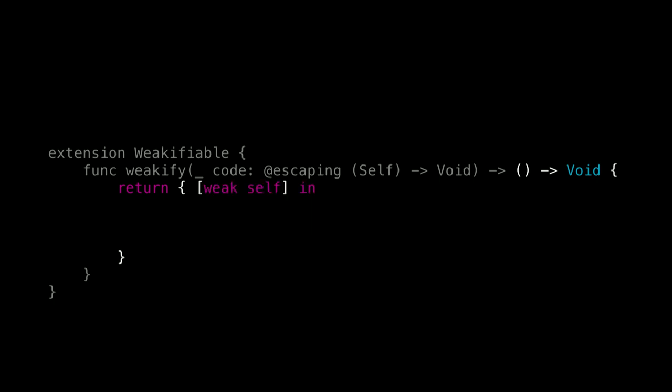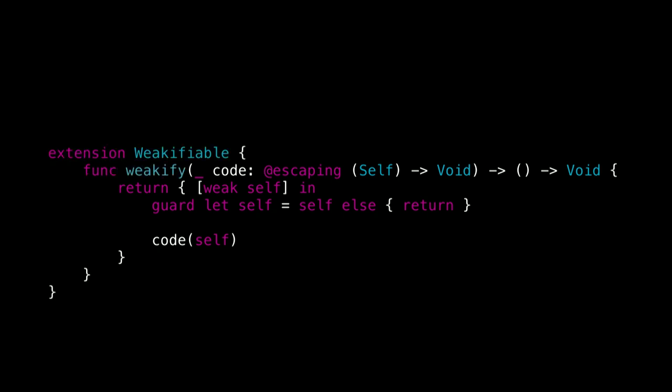Return a function. OK. Now remember, wikifiable is for reference type. So it's perfectly legal to write weak self. So we are capturing a weak instance of self. Then we write the boilerplate in order to make sure that the value is still in memory. And if it is, well, we just call the closure that we've been given as a parameter.